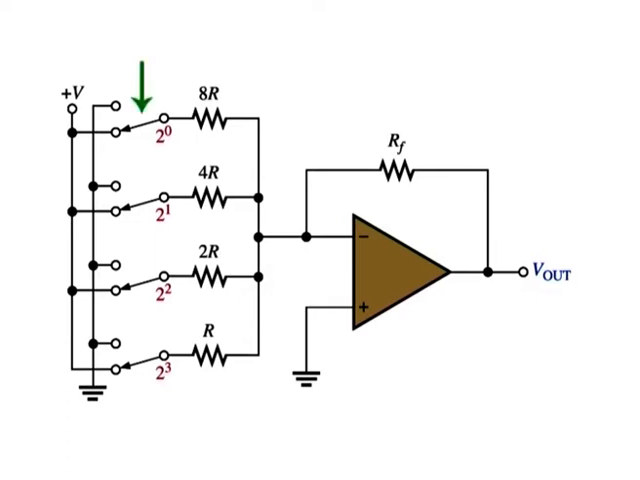The switch symbol represents transistor switches for applying each of the 4 binary digits to the inputs. The inverting input is at virtual ground, and so the output voltage is proportional to the current through the feedback resistor RF. The lowest value resistor R corresponds to the highest weighted binary input, that is 2 to the power 3. All of the other resistors are multiples of R and correspond to the binary weights 2 to the power 2, 2 to the power 1 and 2 to the power 0.